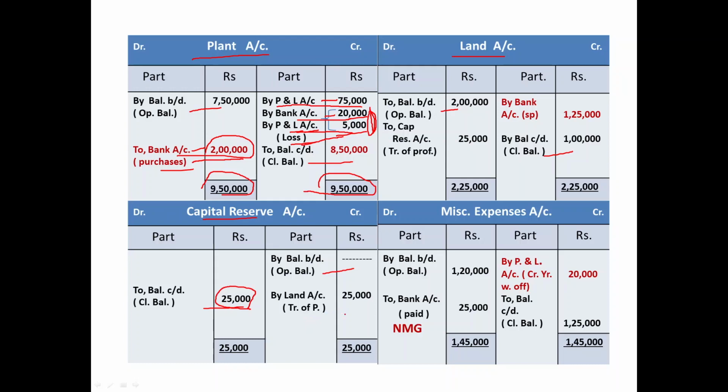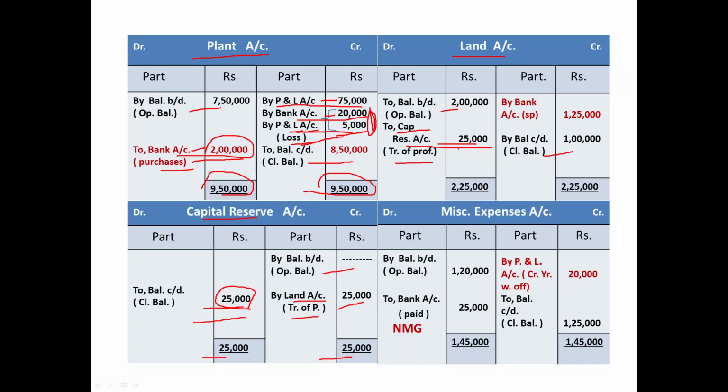So what would be the journal entry for the transfer of profit? Land account debited to capital reserve account credited, transfer of profit 25,000. So land account debit, capital reserve account credit, transfer of profit 25,000. And this profit remains as a closing balance at the end of the year in this capital reserve account. Account is over, 25,000, 25,000.